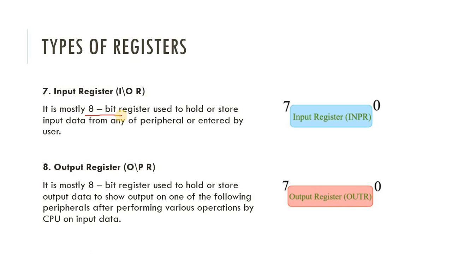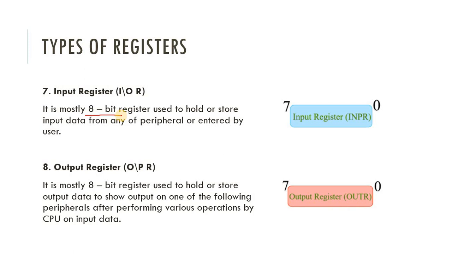It is mostly an 8-bit register used to hold or store the output data to show the output on one of the following devices after performing various operations by the CPU on input data. So when I want to read data from the memory, first it is fetched and then stored onto the output register, and then the data of the output register is displayed on the computer's or any device's screen. It also depends on the device, but generally it is 8-bit. That is why the size of the register is also 8-bit.